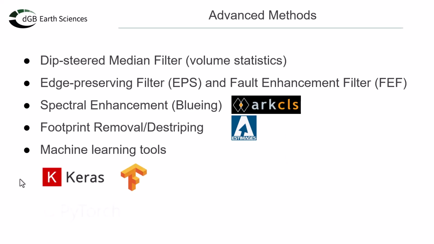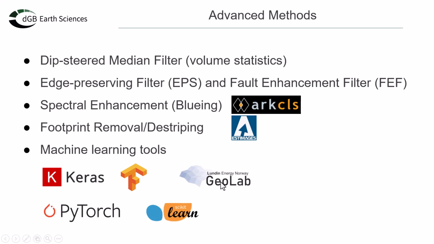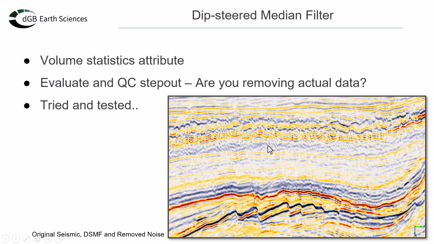Then we also have a number of machine learning tools that have come out more recently. We support Keras TensorFlow, PyTorch, and scikit-learn. And the examples from the machine learning tools I wanted to show today is a pre-trained model from Lundin Geolab in Norway, now part of Aker BP. So let's look at these a little bit more closely.